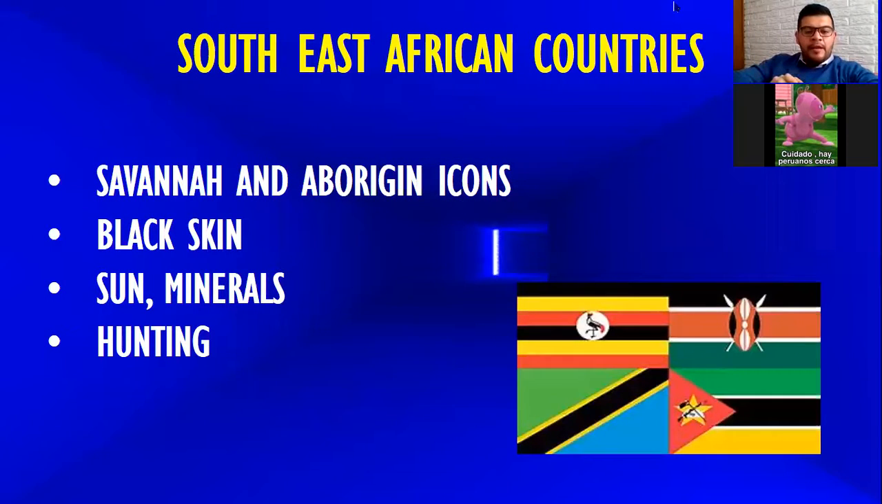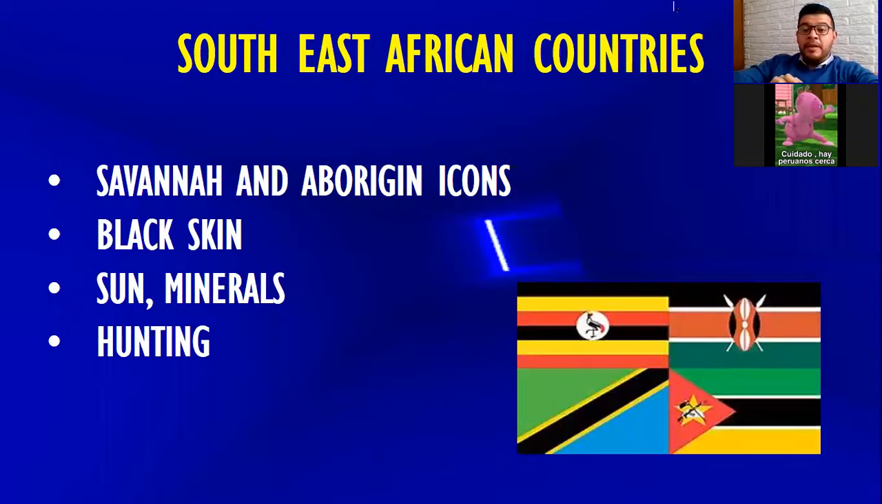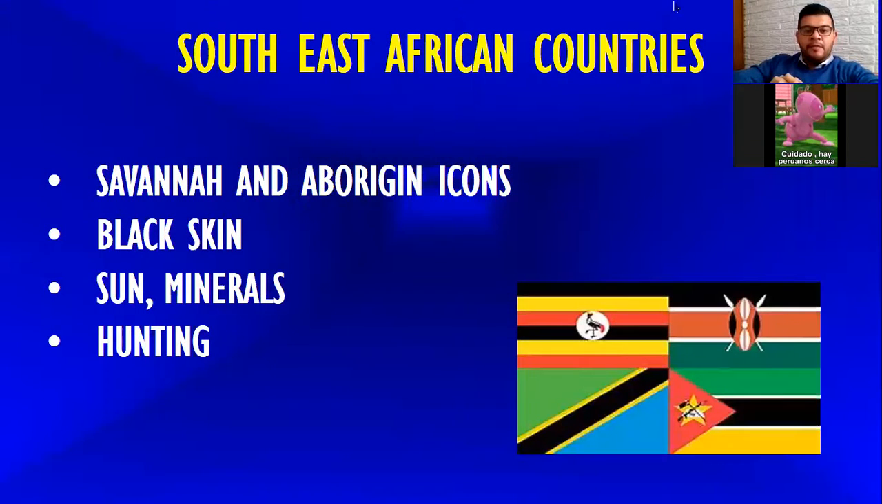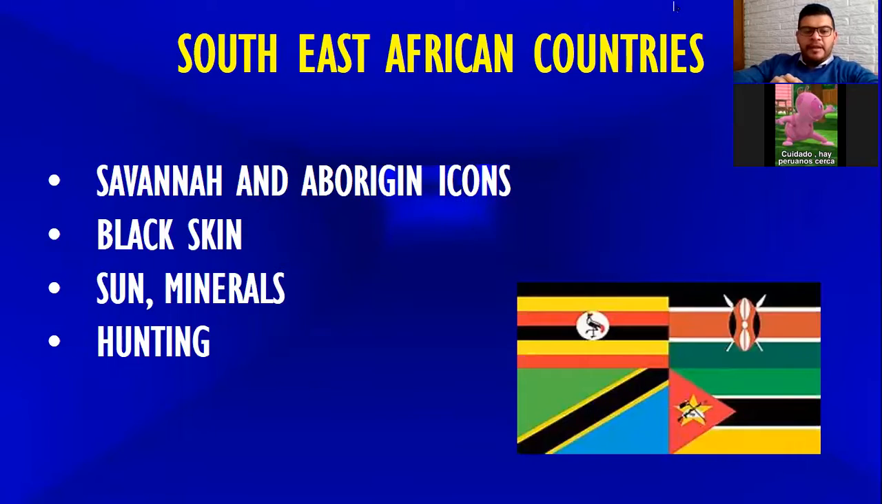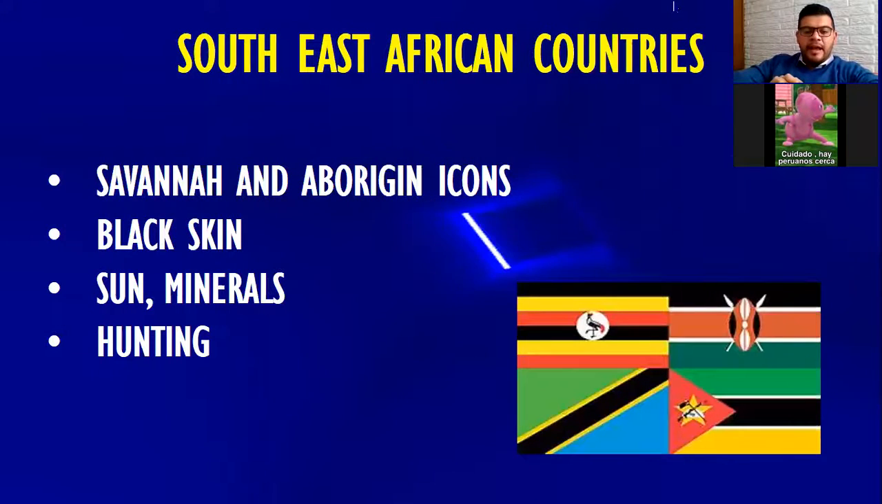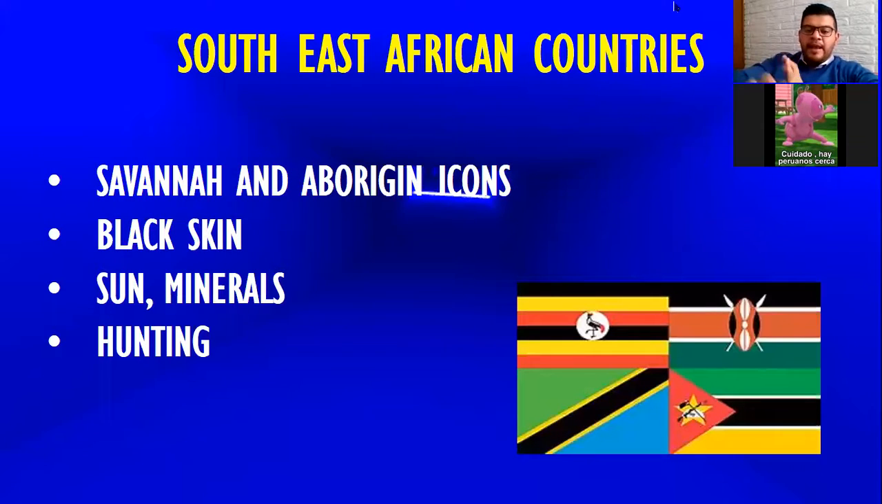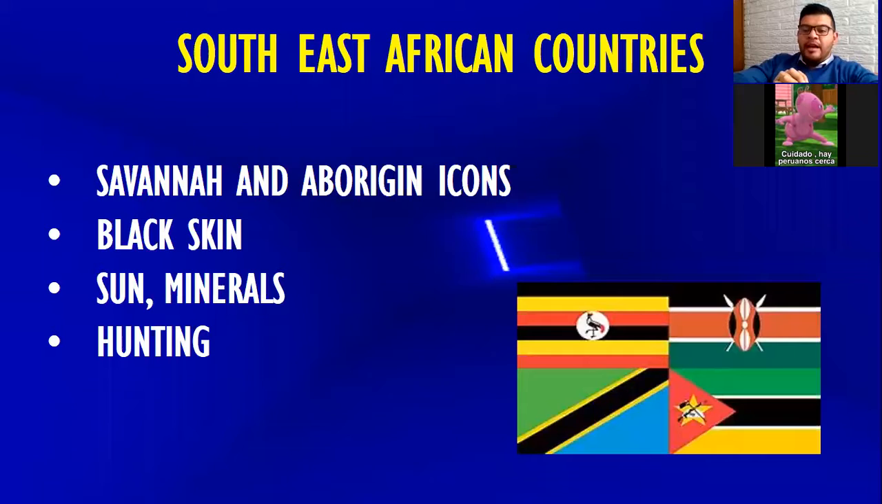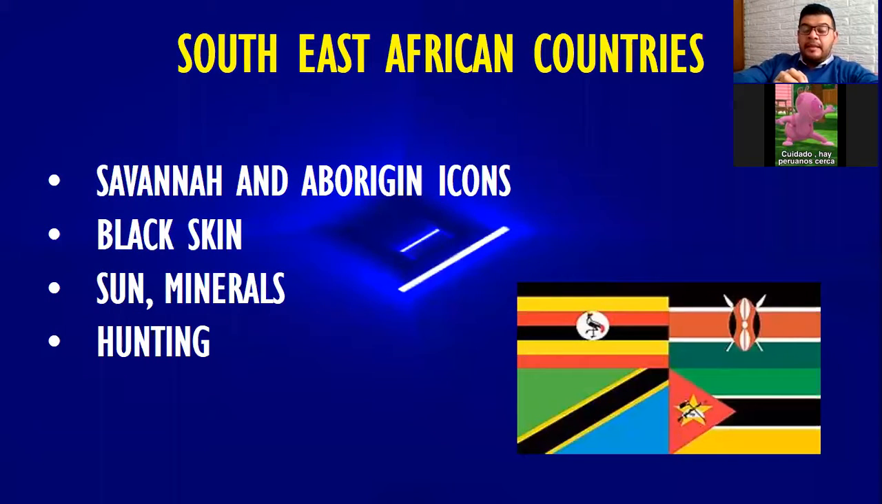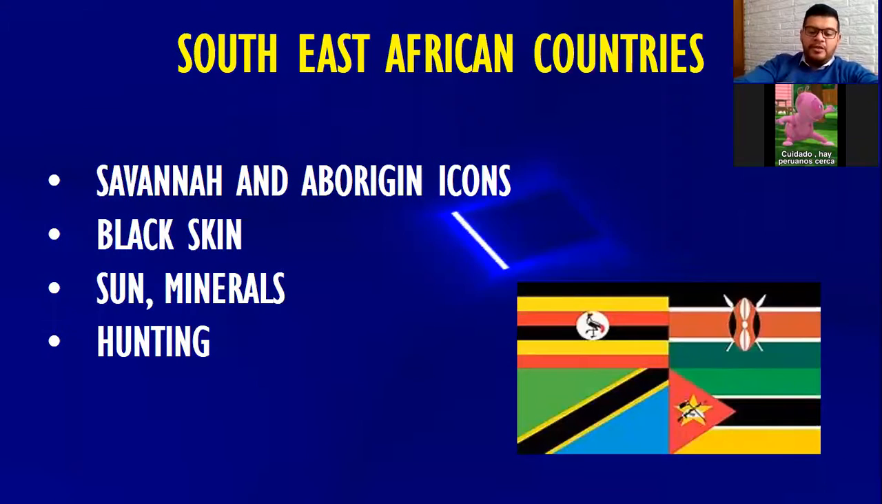Yellow also represents the sun and minerals, because these countries from the south of Africa are very rich in gold. And these are mainly the reasons why these colors are used. The green color in the flag represents the nature and the animals from these countries. And obviously, some countries like Kenya, here we can see the Kenyan flag, even have hunting icons from the Aborigines that used to live in this land, and they still live in some villages, right?